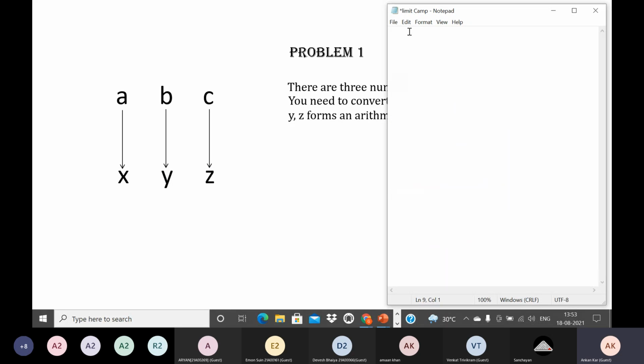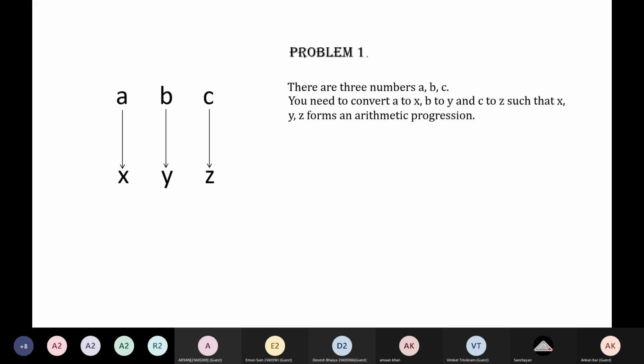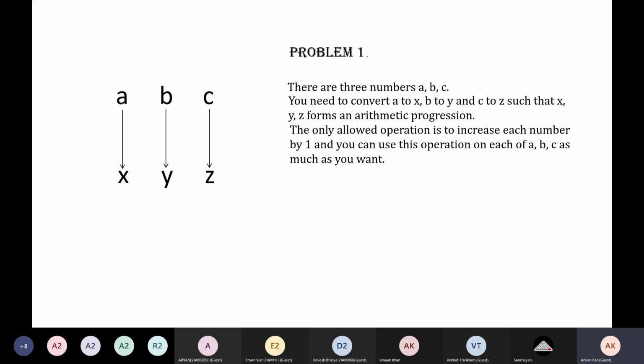X, Y, Z will form an arithmetic progression. That means Y minus X equals Z minus Y. And the only allowed operation is to increase each number by 1. That means you can make A to A plus 1, then A plus 1 to A plus 2, or B to B plus 1, C to C plus 1, like that. Each will be counted as one operation, increasing any one number by 1. And you can use this operation on A, B, and C as much as you want.